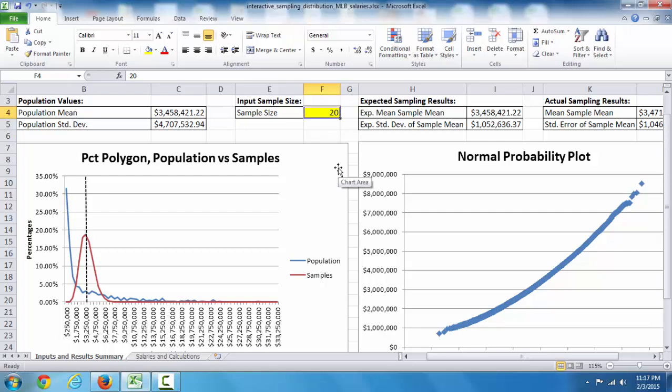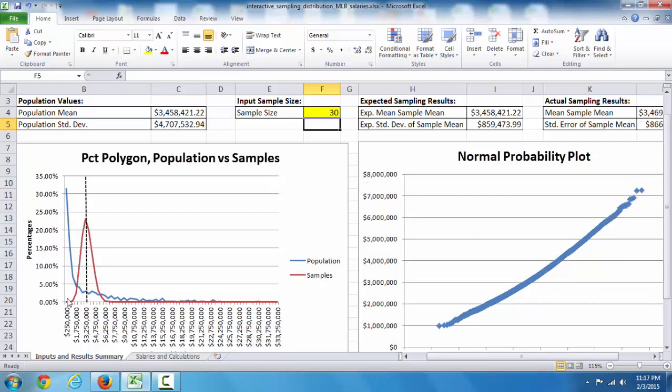Now let's go to sample size 30. This is the magic number, remember. So now we're taking 10,000 samples of size 30, taking the mean for each sample, plotting the distribution of those means in this red line, and doing a normal probability plot on those 10,000 means. Now that's pretty close to normal. And if you look at it, you can see it's clustered right around the population mean, and it looks almost like a normal distribution.